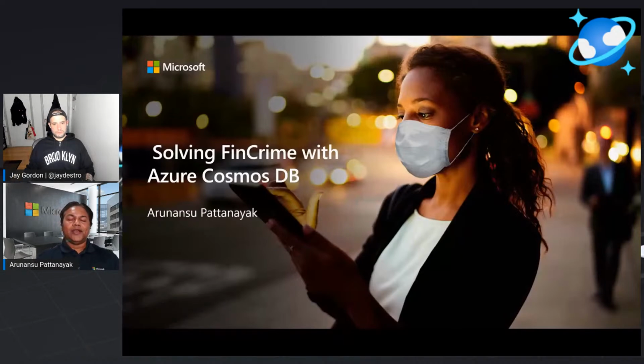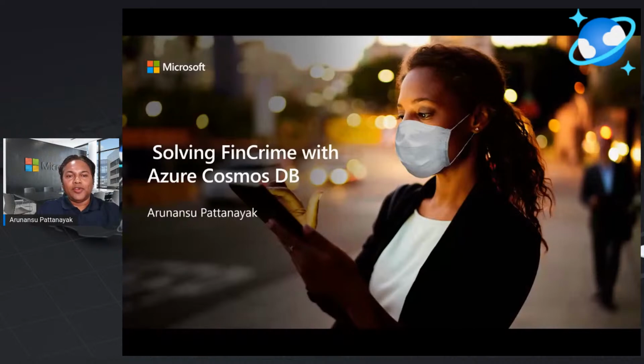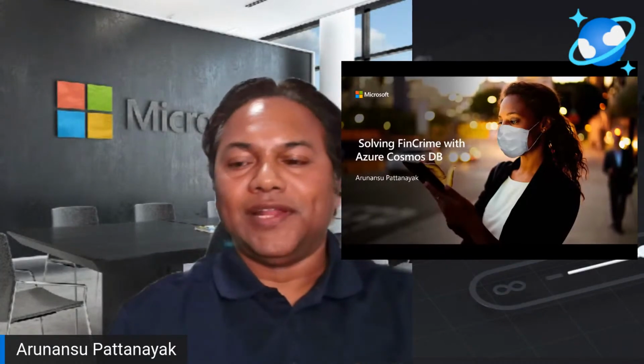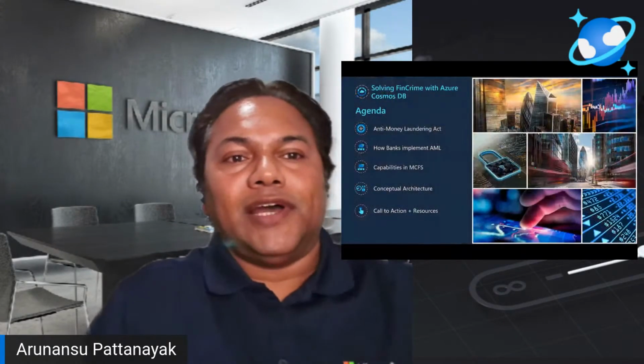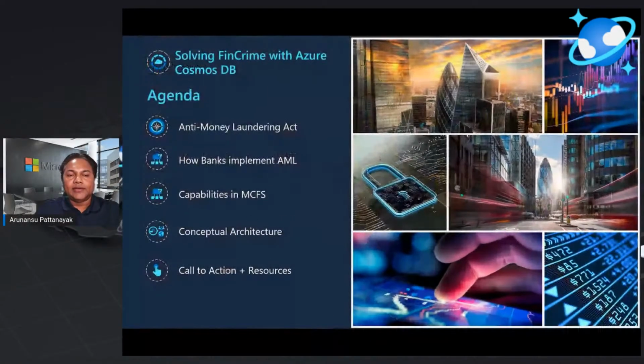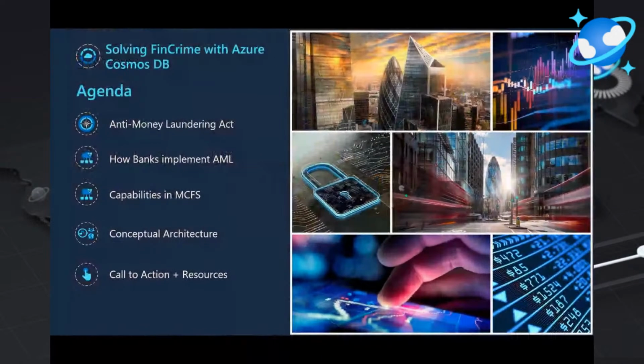All right, thank you. So the topic today is solving FinCrime with Azure Cosmos DB. So FinCrime is financial crime. The agenda for today: first we're going to learn about what the Anti-Money Laundering Act is and what money laundering is in general, how banks today implement anti-money laundering. We'll talk about some of the off-the-shelf solutions available through Microsoft Cloud for financial services to implement AML. Then we're going to talk about a conceptual architecture.